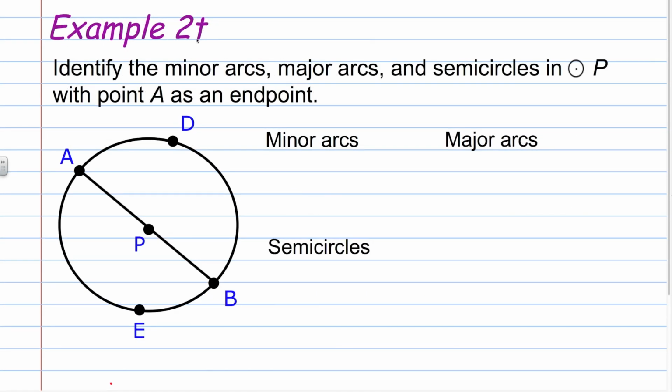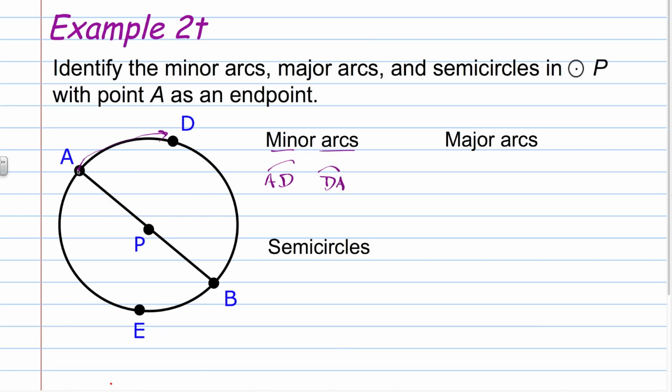In example 2T, we're asked to do something pretty basic. We're asked to identify the minor arcs, the major arcs, and the semicircles in circle P with A as an endpoint. Now, this specification that A is an endpoint means it can be a starting point or an endpoint when it comes to talking about arcs. So let's talk about the minor arcs first. The minor arcs starting from point A, going clockwise, would be arc AD. Turning that around, DA would also be an arc. So we'd have arc DA or arc AD. Two different ways to name the same thing.